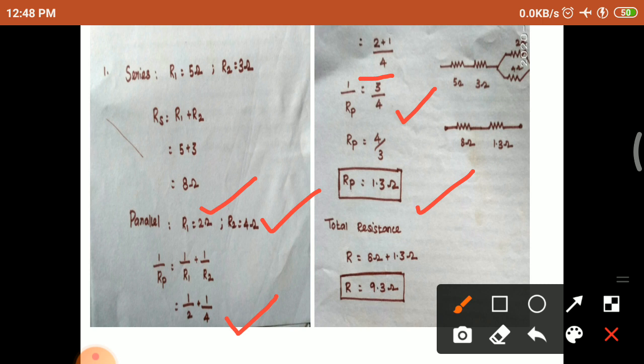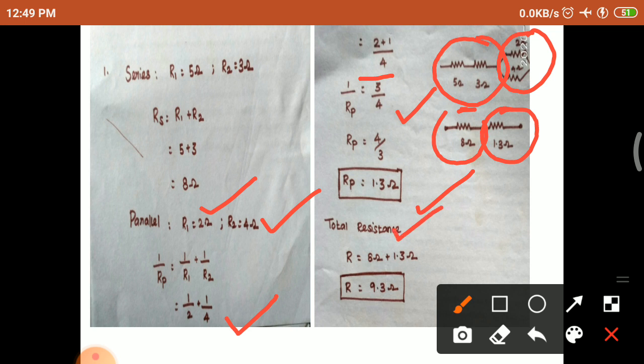So for the series combination, the total resistance is 8 ohm. In the parallel combination, the total resistance is 1.3 ohm. Now see, 8 ohm and 1.3 ohm are connected in series. So we can calculate the total resistance R equal to 8 ohm plus 1.3 ohm. So the total resistance is equal to 9.3 ohm.